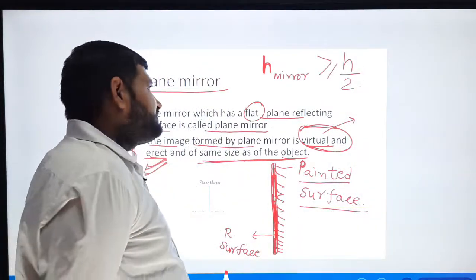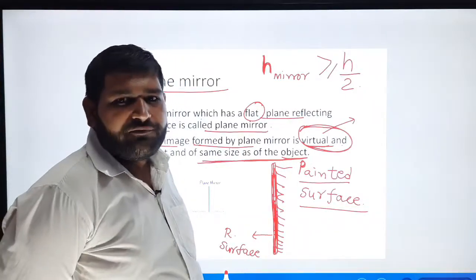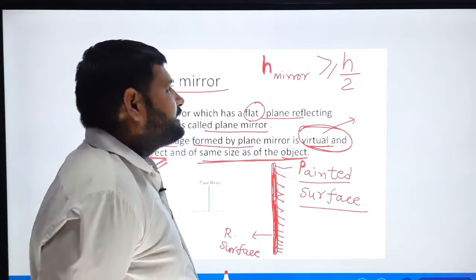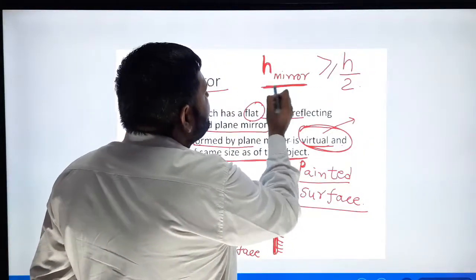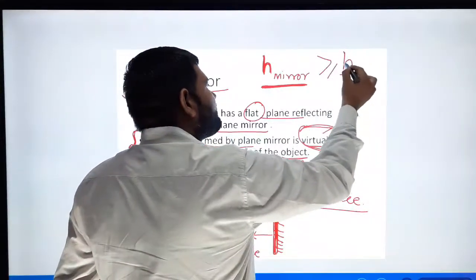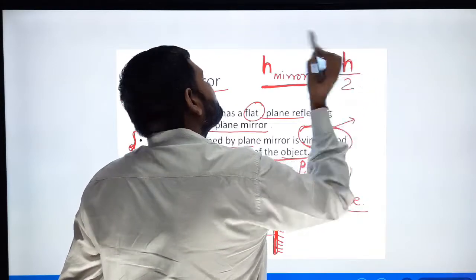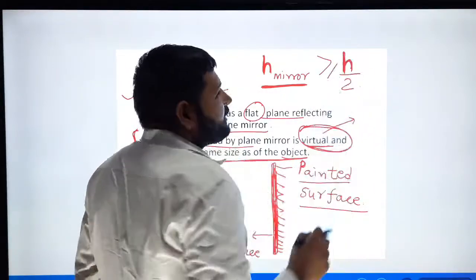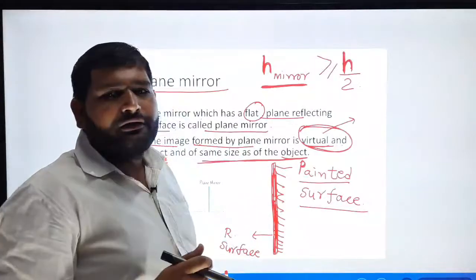object. So if there is a question of 1 mark that what should be the minimum height of a plane mirror to get a full image of an object of height h, then the answer would be: the minimum height of the plane mirror which is required to see the full image of an object of height h is h upon 2, which means the minimum height of the plane mirror must be half of the height of the object to get a full image of that particular object that we are looking at.